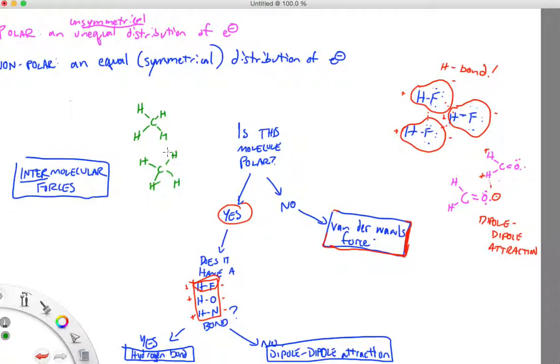There's no real positive side to this. I mean, there's a little tiny bump right here, but the difference in charge is pretty equal in this molecule. So what happens with the van der Waals force is that they're very, very weak attractions in between the molecules. They do stick a little, and the larger the molecule, the more it sticks, which is pretty cool. But it doesn't stick very much.